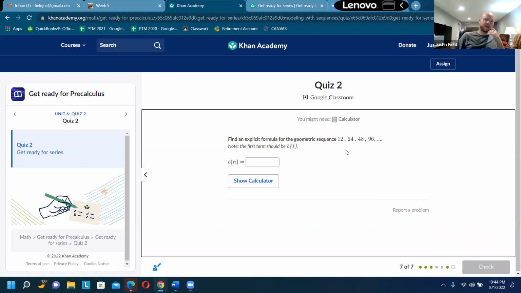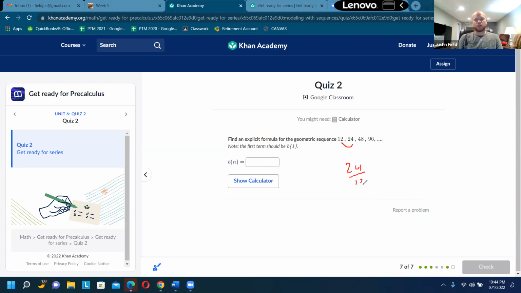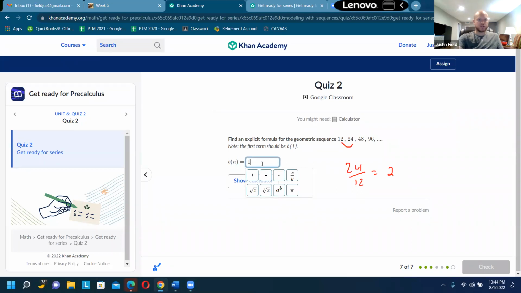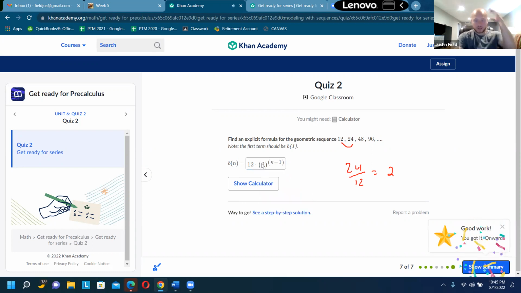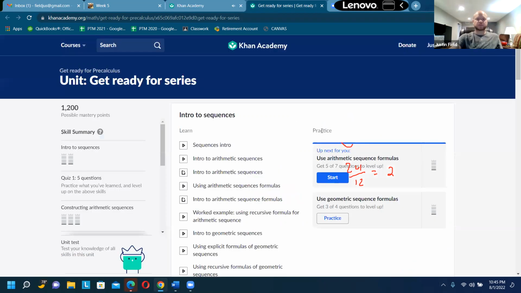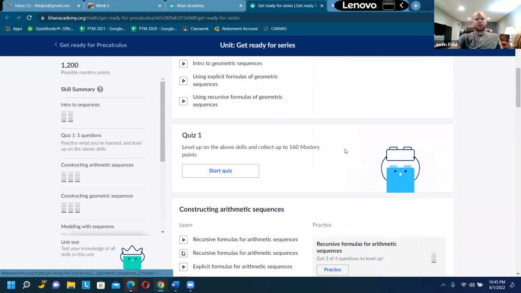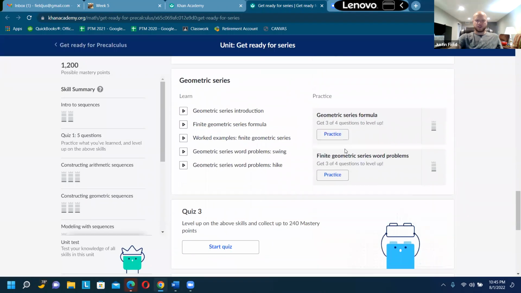Same thing, only this one, we can leave it. I think it'll be all right. So we know we're going to do 24 over 12 because geometric we're dividing, and that would be 2. And so our first term is 12. We're multiplying it by 2. And then I'm going to put an exponent, n minus 1. And that is how you do that. So those are all sequences, but then you know, sequences, when you get to series, won't be so bad.